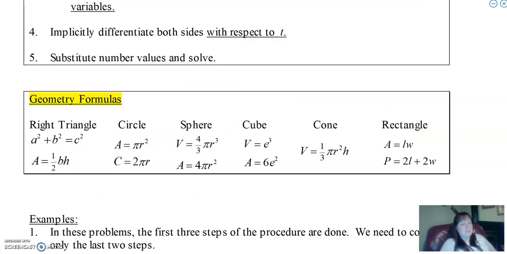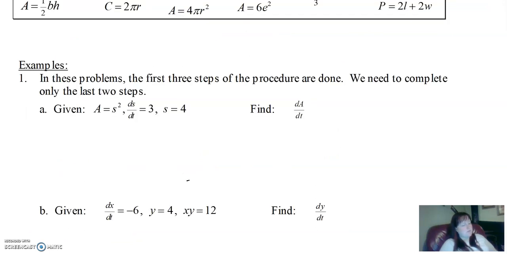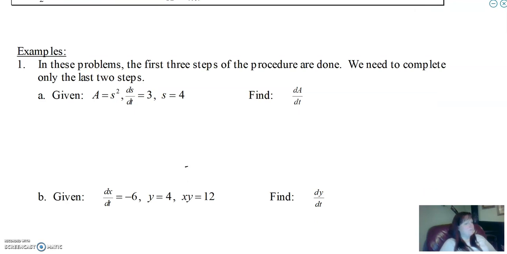Some of the things you're going to need are these geometry formulas right here. We're going to talk about these a lot because we're talking about volume and area and stuff like that, so this is a good reminder of what these different formulas are. Let's take a look at some pretty simple examples at first. They're kind of abstract, so don't freak out if they're a little bit challenging to think about.